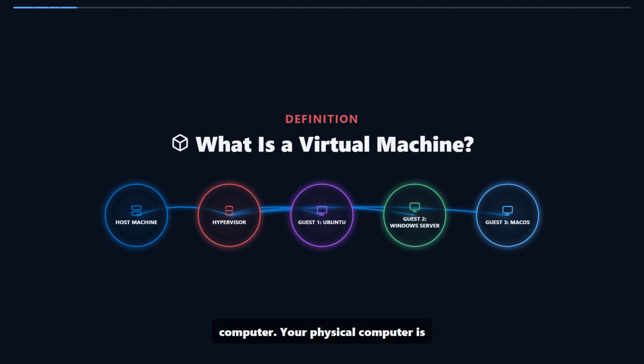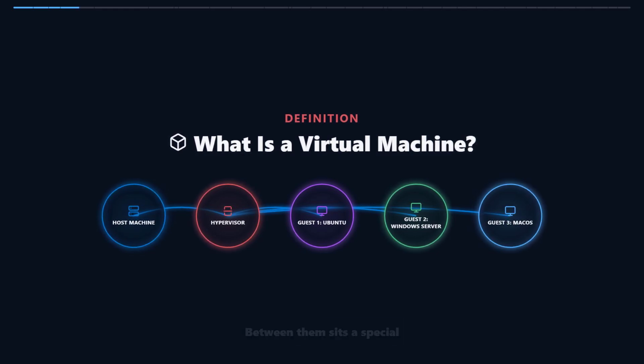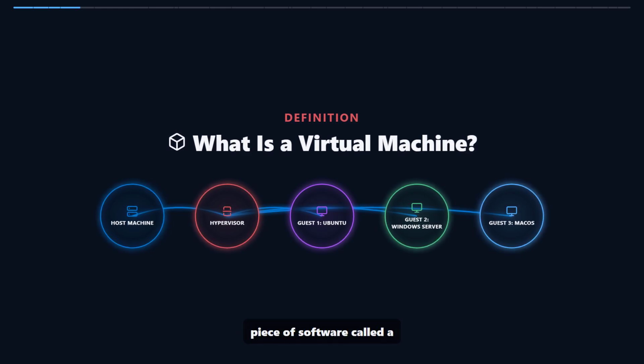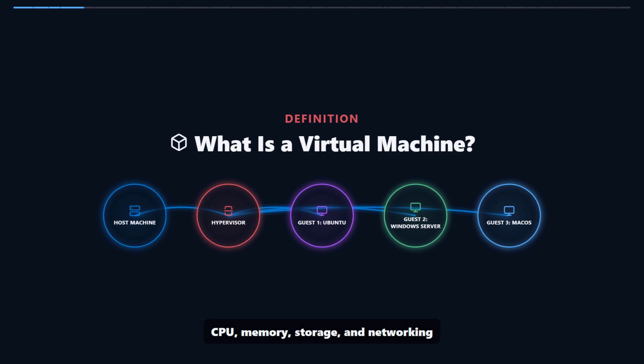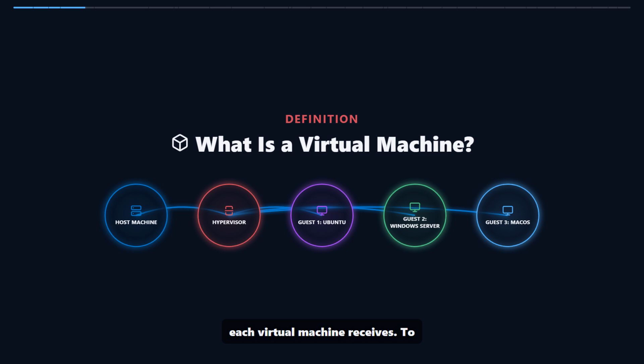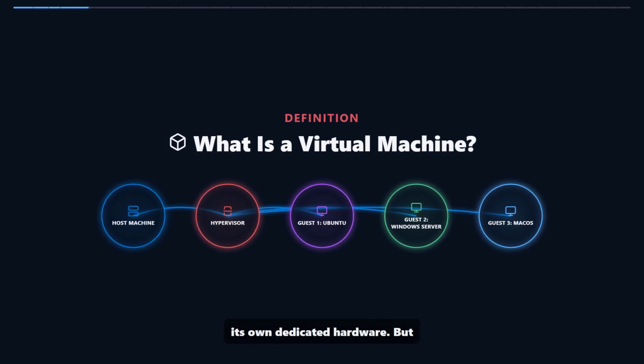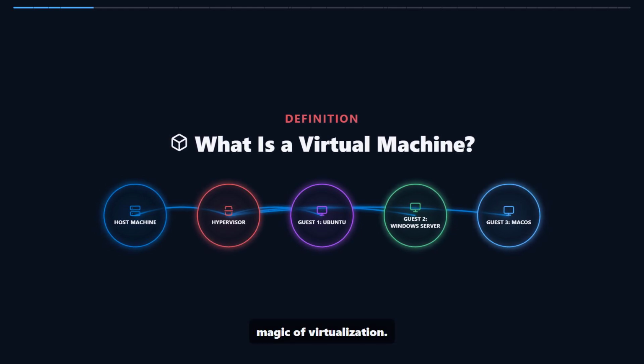Your physical computer is called the host. The virtual computer is called the guest. Between them sits a special piece of software called a hypervisor, which decides how much CPU, memory, storage, and networking each virtual machine receives. To every guest operating system, it looks like it's running on its own dedicated hardware. But behind the scenes, multiple virtual machines are safely sharing the same physical computer. That's the magic of virtualization.